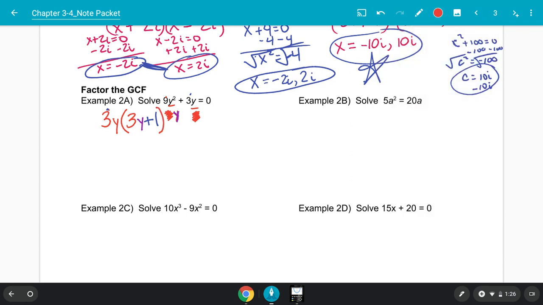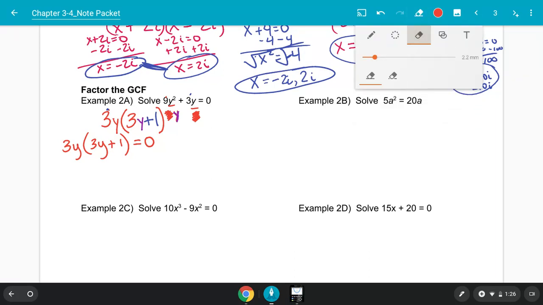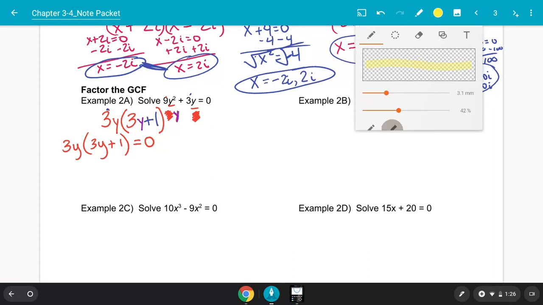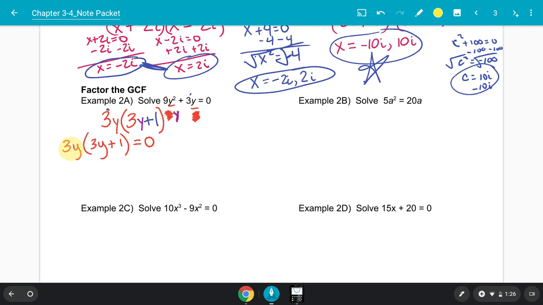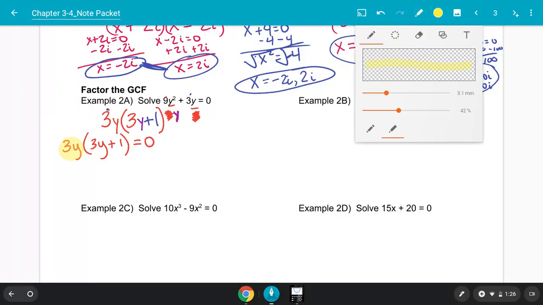So what we're left with is 3y times 3y plus 1. Here's how you can check if you did it right. This is just a check. If you take this right here and you multiply it back through the parentheses, do you end up with 9y squared plus 3y?